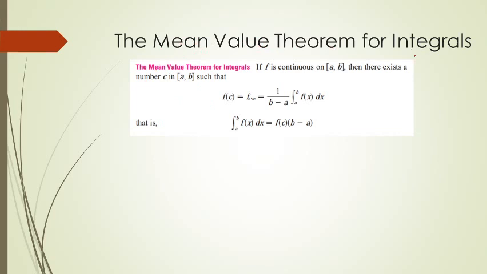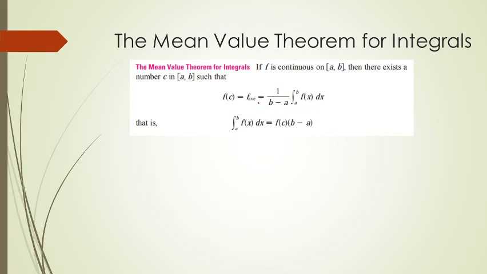So the mean value theorem for integrals, okay? We also have the mean value theorem for differentiation. Let's explain the version for integrals first. If f is a continuous function on [a, b], then there exists a number c in the closed interval [a, b] such that f(c) equals the average value of the function. And we know this is the expression for the average value of the function.